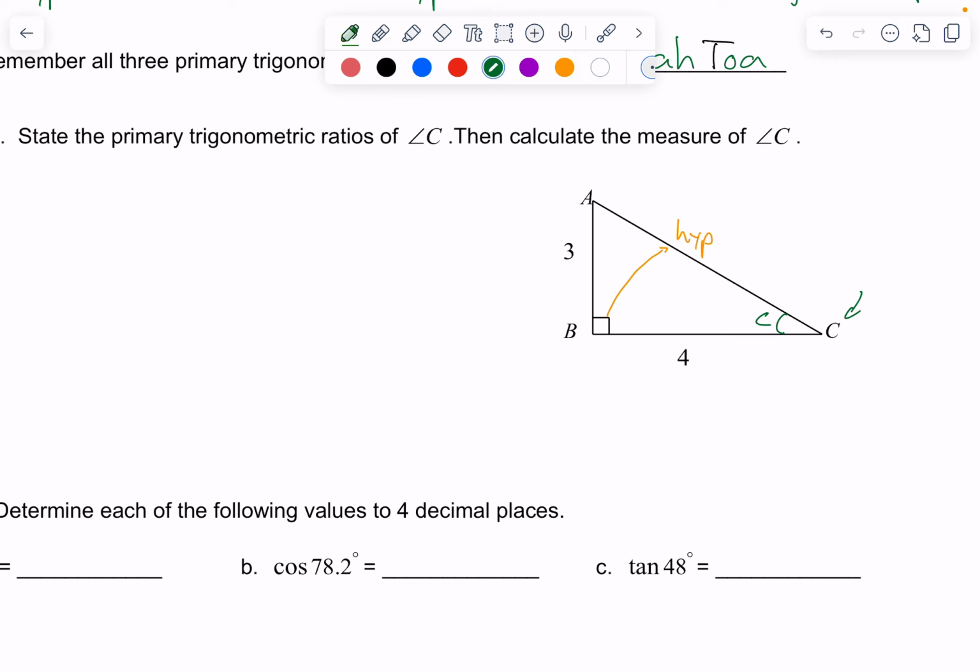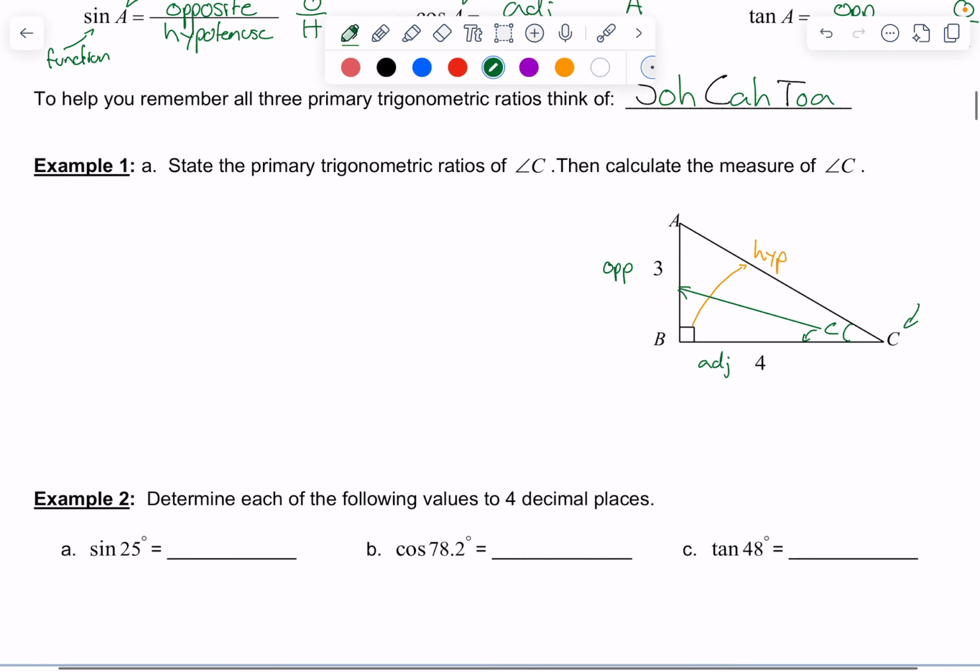All right, well, across from angle C here, this would be our opposite relative to angle C. Notice I'm saying relative to angle C. And then this one right here, this 4, this would be our adjacent. All right, well, we are trying to calculate the measure of angle C and also state the primary trig ratio. So let's do this part first.